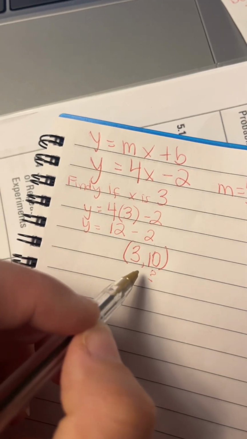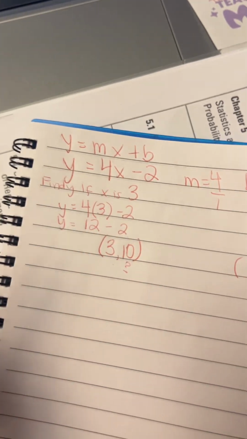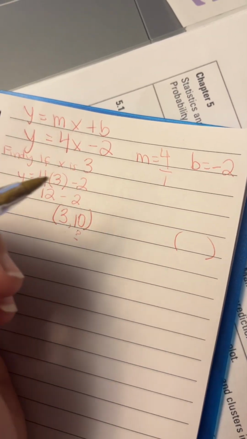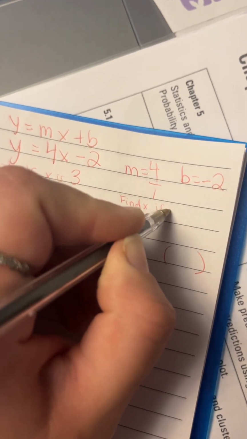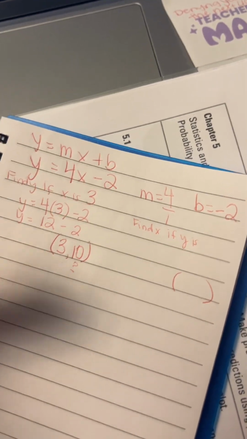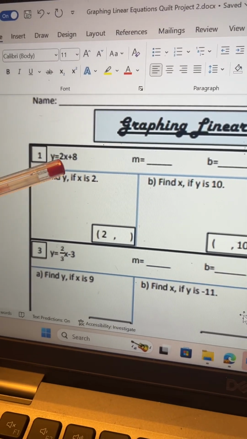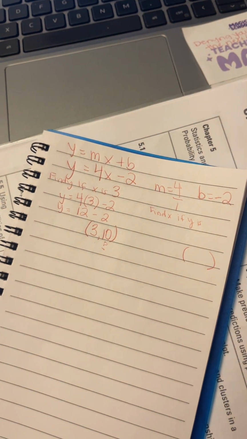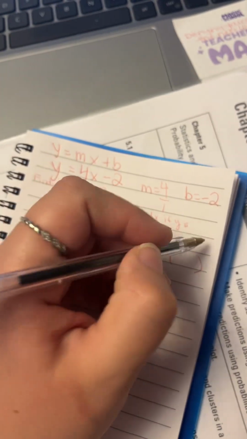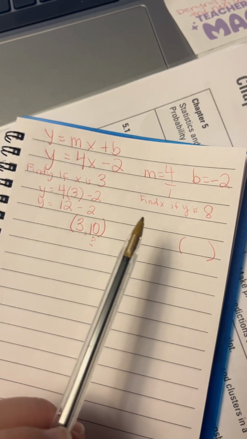So you solved part of it. You got a point that's on this line, that's creating this line. Well, we need a second point to make the line. So then they say find x if y is, now obviously this is a different question, but they're saying find x if y is 10, so that needs to be plugged in over here for y and rewritten. So I'm gonna say find x if y is, let's see here, I'll go with 8.